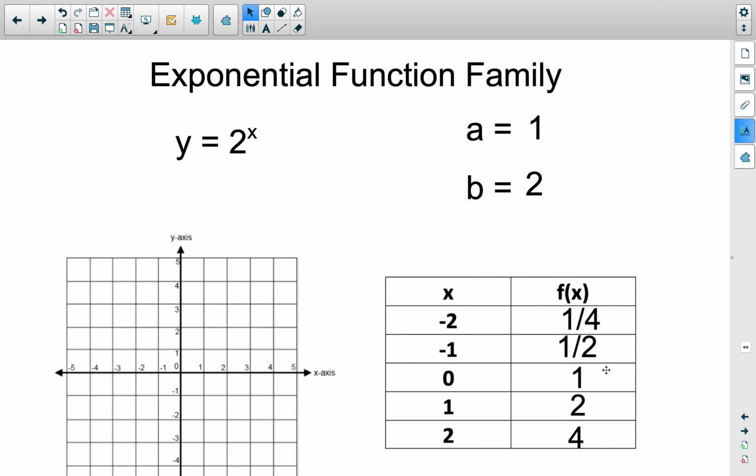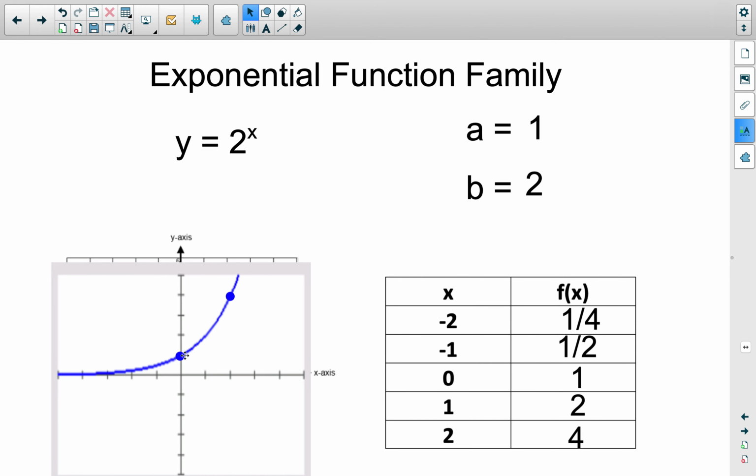If I plot these points, 0, 1, 1, 2, 2, 4, notice as I'm going negative in the x direction, my output values are getting smaller and smaller. Well, if you think about it, no matter what negative number I put in here, I'm never going to quite reach 0. So as I look at this graphically, I highlighted a couple of my points. As x gets smaller and smaller, my graph is approaching 0, but I'm never going to quite get there. As x gets bigger, obviously my output y is getting bigger and bigger. So you can see that exponential growth graph, I think, quite nicely.